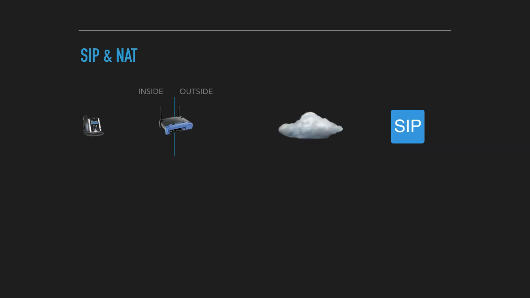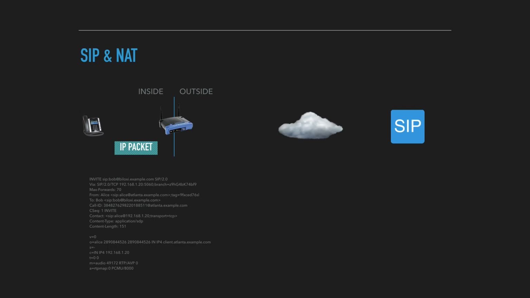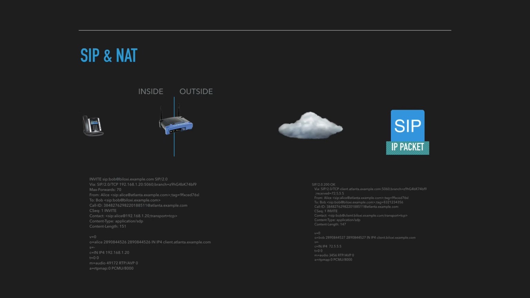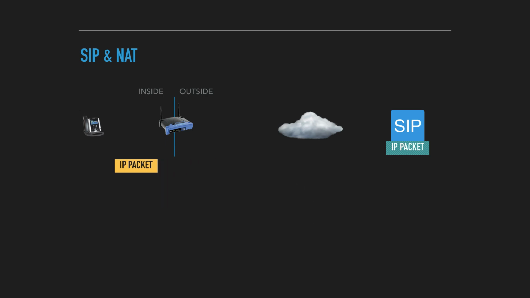So here's a little bit of a walkthrough on some of these things. We've got the invite going from the inside. The IP packet flows over to the outside, goes all the way across the internet, and hits the SIP server. The SIP server creates a response. It creates its own IP packet. It routes that over to the outside of the firewall, sends it onto the inside of it, and there we go. And that is how it started to flow.